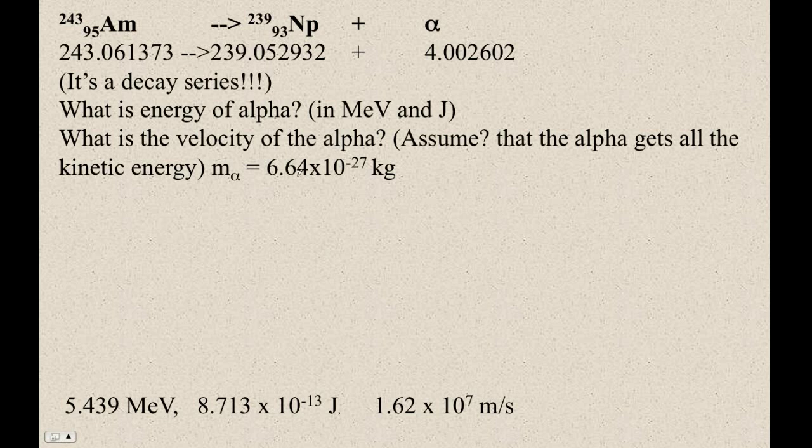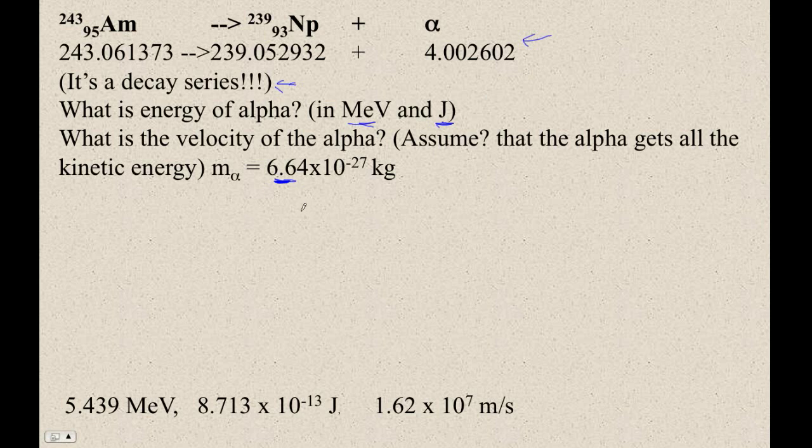All right, so again, we're going to find the americium, it decays into what, neptunium or something like that, right? It's a decay series, right? Let's find the energy in MeV and joules, and then let's figure out the energy of the velocity of the alpha particle. And we're going to assume that the alpha gets all of the kinetic energy. And this is a pretty good assumption because the recoil of this nucleus, of course, momentum will be conserved and this nucleus will recoil, but it's got so much more mass that it's really not going to be going very fast. So most of the energy goes to this guy, right?